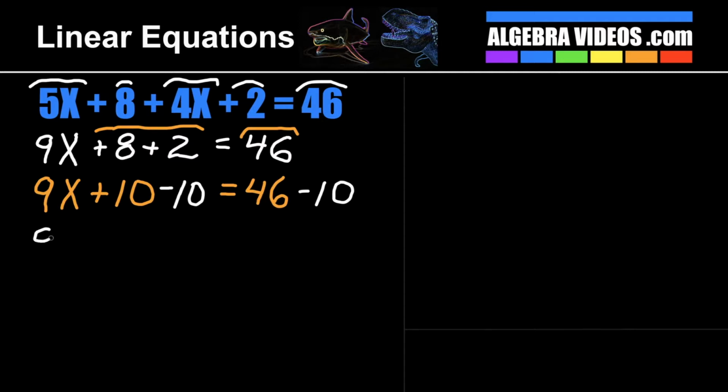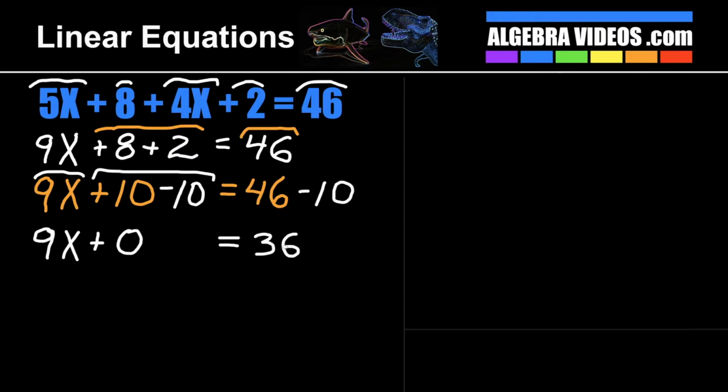All right, let's see if that got us anything. 9x, I'm just going to rewrite the 9x. That's this term here. Plus 10 minus 10. What's all this? Plus 10 minus 10. Well, that's 0. 10 minus 10 is 0. And then that equals, on the right side, 46 minus 10. And that's 36.